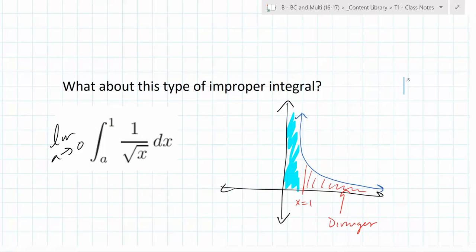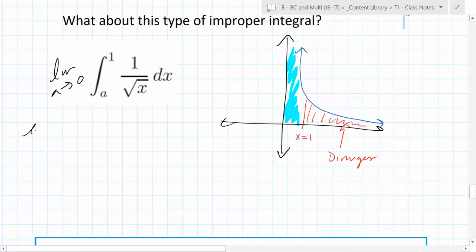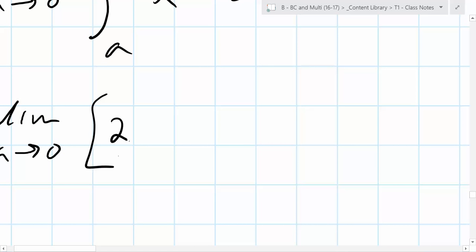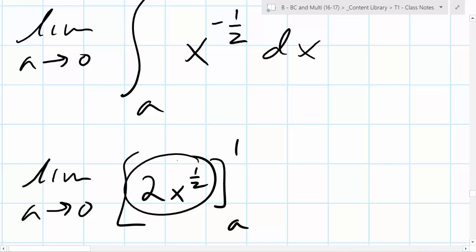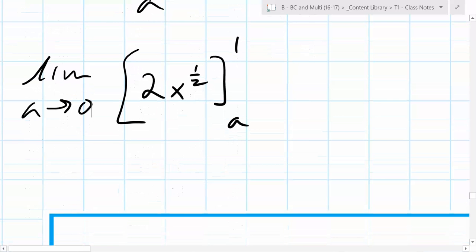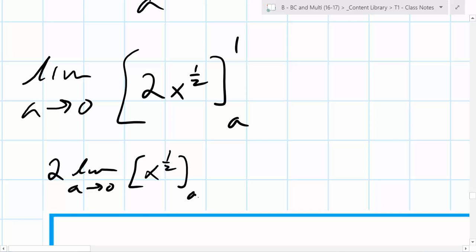You do it the exact same way. So I like writing it like this. The limit as a goes to 0, from a to 1, of x to the what power? 1/2 dx. So what's this going to be? The limit as a goes to 0 of, what's the integral? 2x to the 1/2 from a to 1. When you take the derivative of this, what happens to the power? You go down 1. 1/2 minus 1 is negative 1/2. Yep. So we have 2 times the limit as a goes to 0 of x to the 1/2 from a to 1, right?